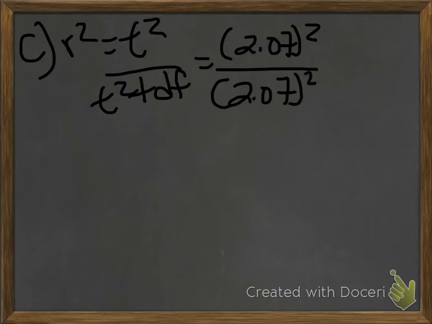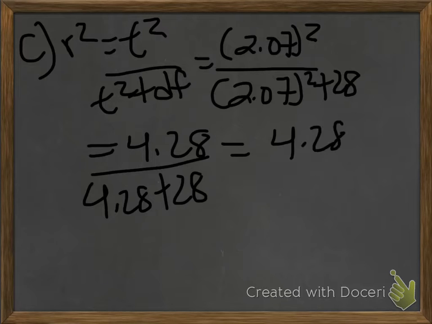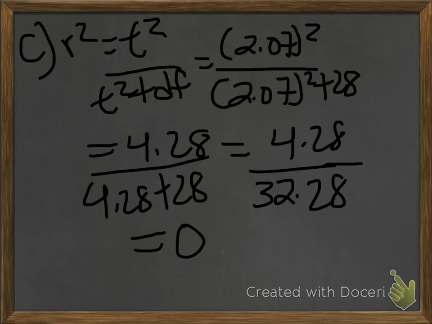2.07 squared plus 28, and that equals 4.28 over 4.28 plus 28, and that equals 4.28 over 32.28. So you divide it, it will be 0.13. And this is 13%.